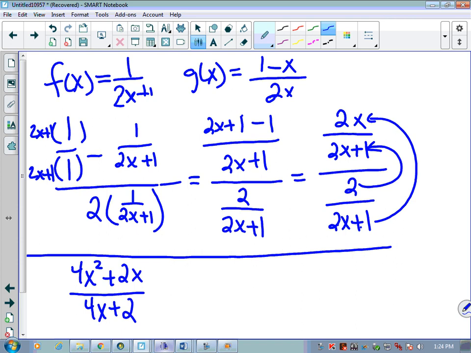Now what looks to me is that I can factor out a 2 from all of this, which is going to leave me with 2x squared plus x all over 2x. Let's see, 4x squared plus 2x over 4x plus 2. Factor out, we got 2x squared plus x all over, should be 2x plus 1.